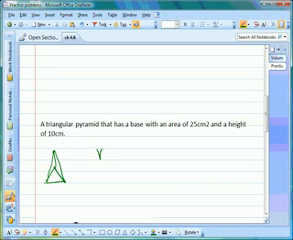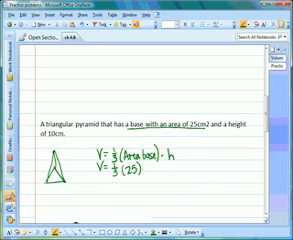So I'm going to go ahead and put my formula in. V equals 1/3. That's going to be area of the base times the height. Now, did you notice in the problem that they gave you base with an area? They already gave that to you, so you didn't have to find that formula and work it out. So let's fill it in. V equals 1/3. Area of the base is 25, and the height is 10. Punch that into your calculator, and you should get 83 1/3 centimeters cubed.